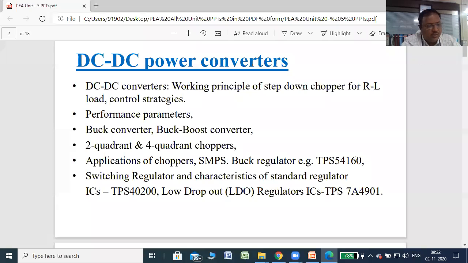So we'll start this unit number 5, DC to DC converter. Till now we have seen AC to DC converter, then we have seen DC to AC converter, that is called inverter. Now we will see the DC to DC converter.